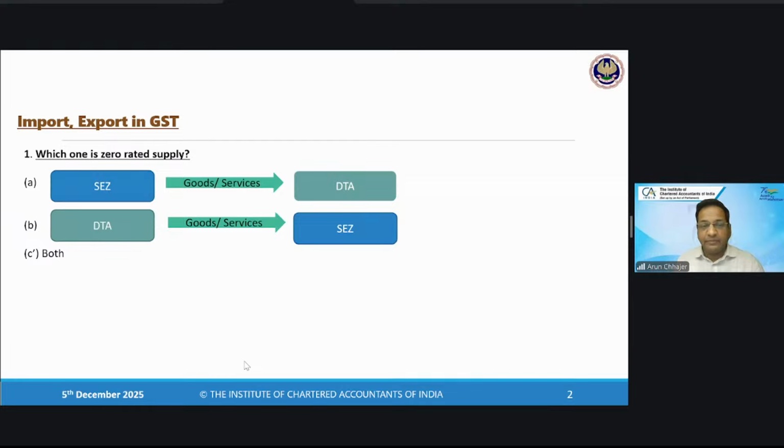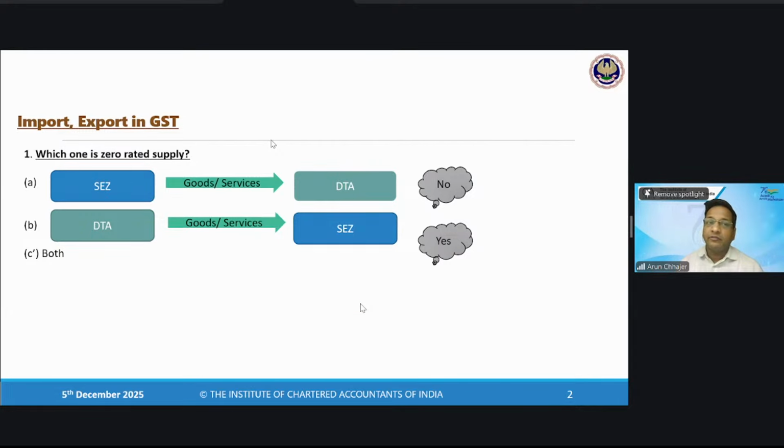You will get the option in the drop down. So what is the answer? The answer is DTA to SEZ. When you read the definition of the zero rated supply, then you understand that supply to SEZ unit or developer is a zero rated supply.